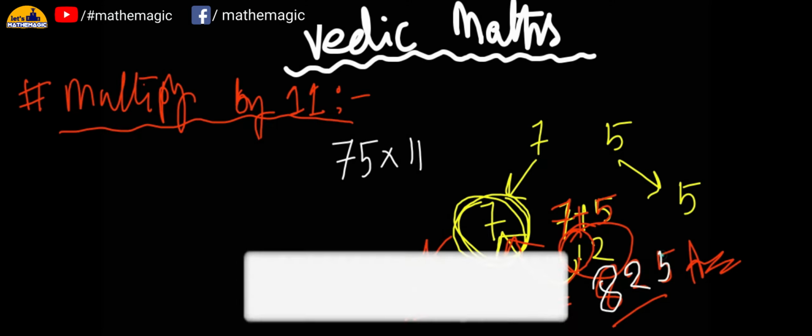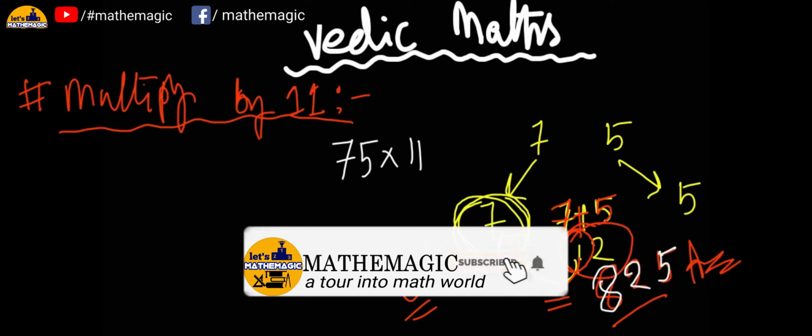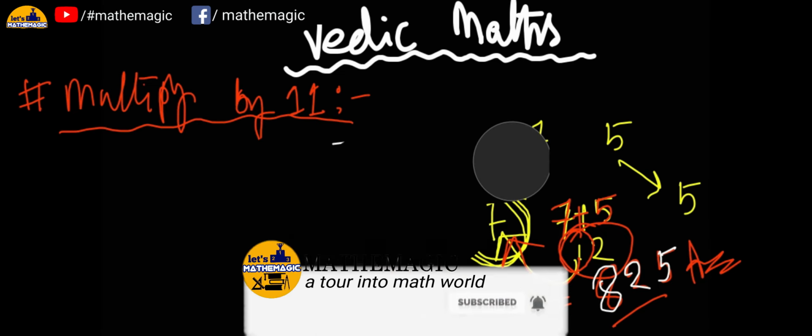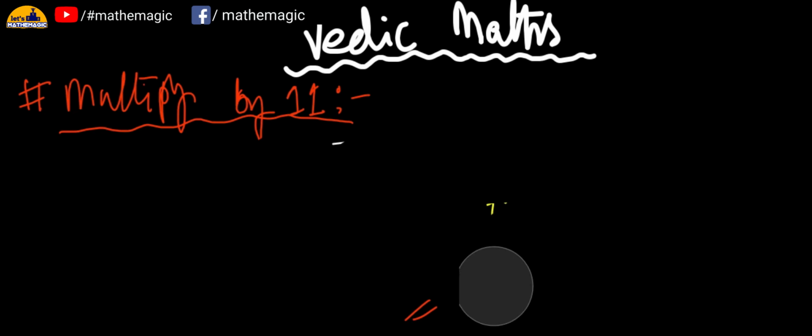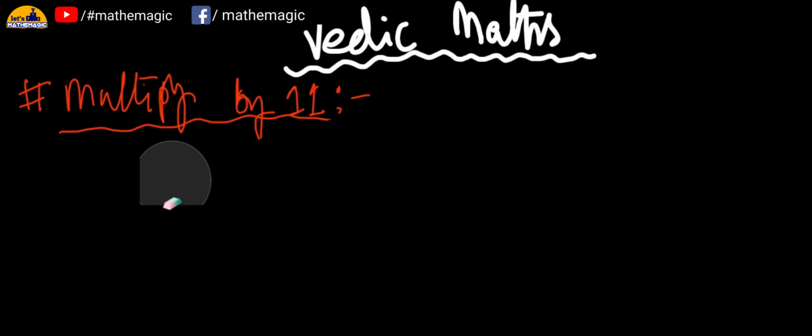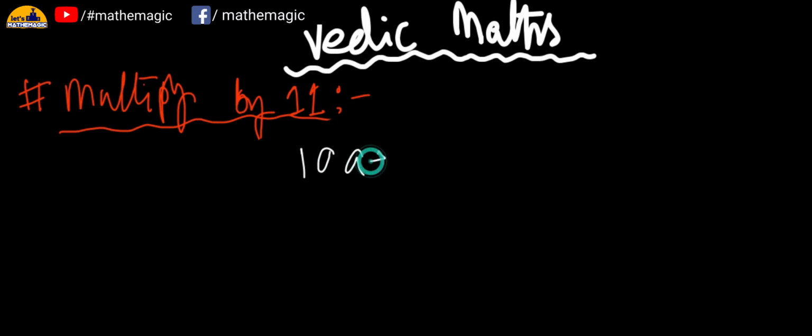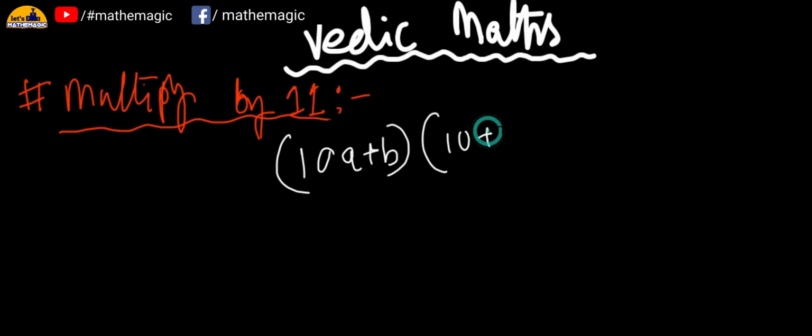So let me tell you the story behind this, or let's say the principle behind this. Let me write it down on the screen. Within the first bracket I will be writing 10a plus b, I'm very sorry, 10a plus b, and within another bracket it will be 10 plus 1.